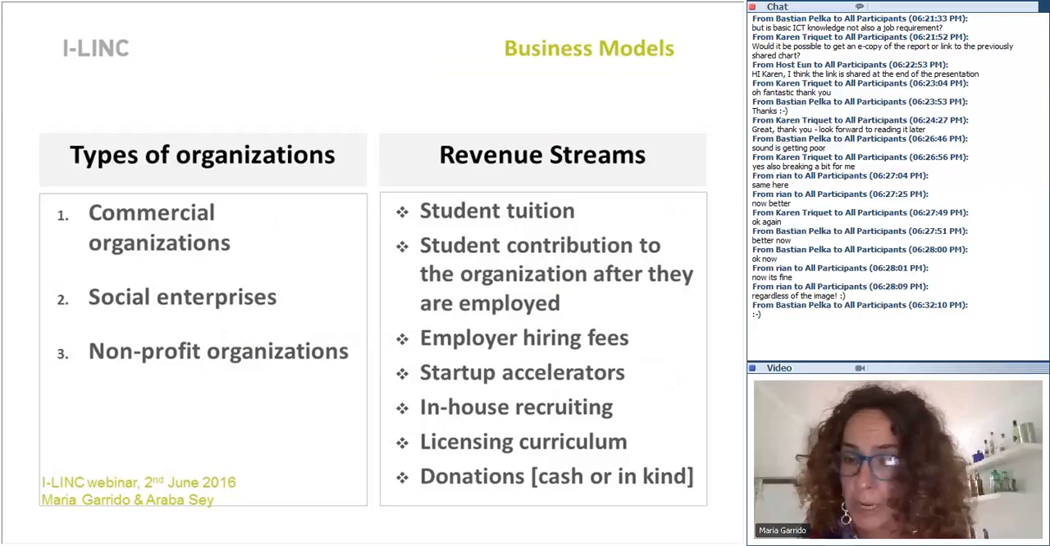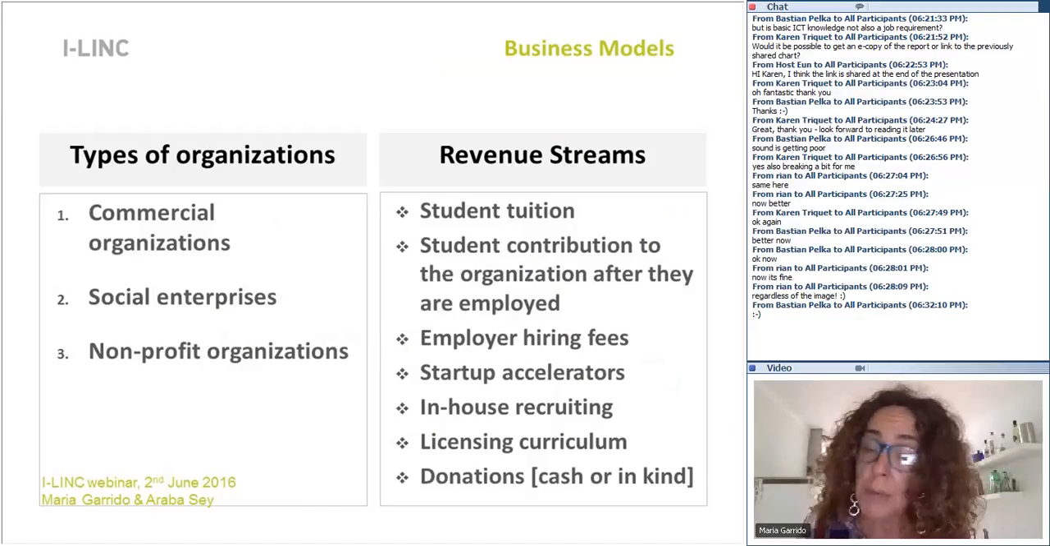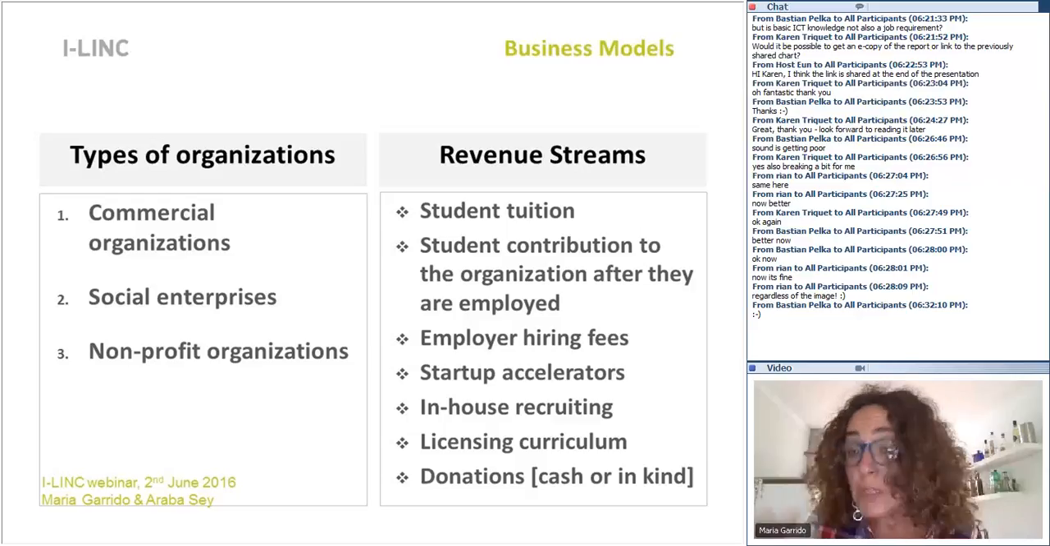There are different types of organizations involved in the coding bootcamp landscape: commercial, social enterprises as well, and non-for-profit. And depending on the type of organization, they use a variety of revenue streams, from student tuition, student contribution to the organization after they're employed. Some of the coding bootcamps have agreements with the companies that hire their graduates, and the employers pay a hiring fee, which is another form of revenue stream. There's in-house recruiting, licensing of the curriculum, and donations. And the donations are, of course, naturally more relevant for those non-for-profit organizations.